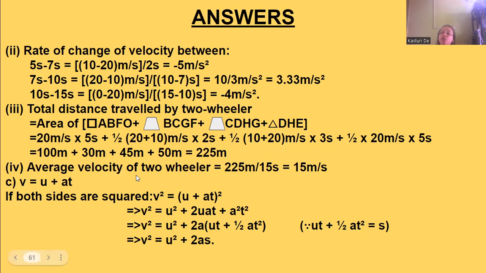Now, what will be the average velocity of the two-wheeler? Average velocity will be the distance traveled by the time taken. So 225 meters by 15 seconds, that is 15 meters per second.